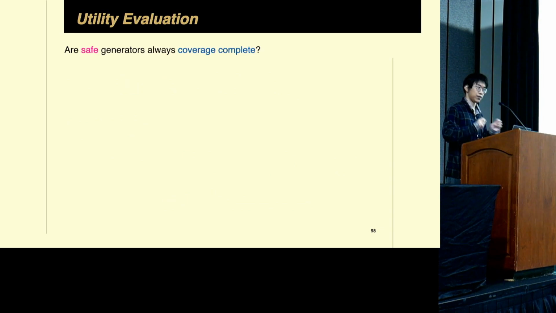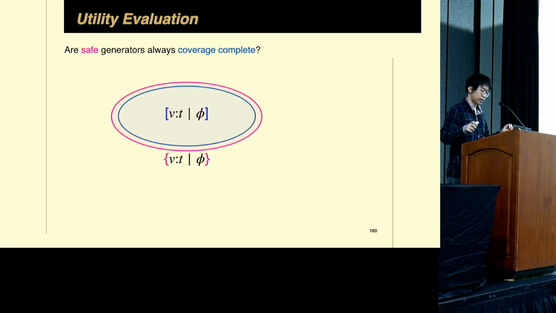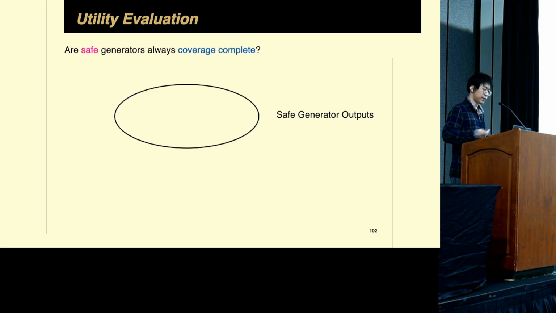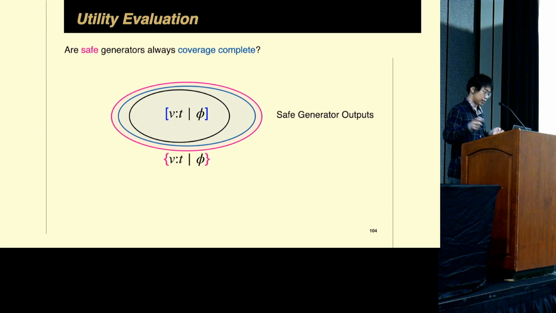And the last question is about the utility. So we introduced these 2 kinds of verification, safety and coverage. But the question is, is a safe generator always coverage complete? So consider this safety specification and coverage specification, which have the same qualifier. If a safe test generator's output can already cover this coverage specification, it means that we don't need Purdue at all. There's another situation. The safe generator actually loses some coverage. So in that case, we do need Purdue.